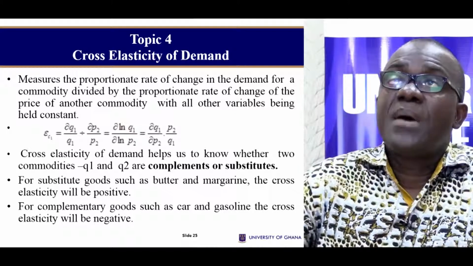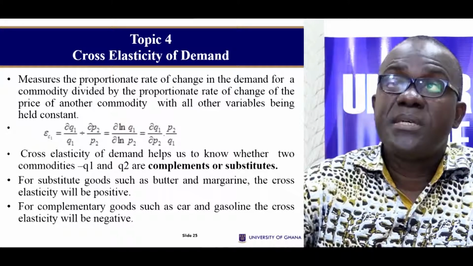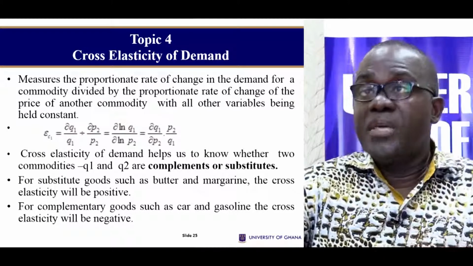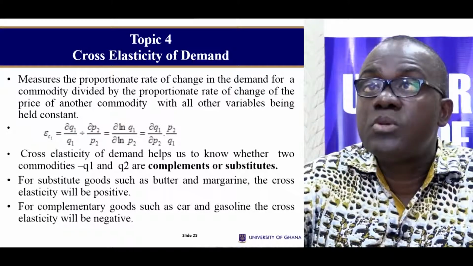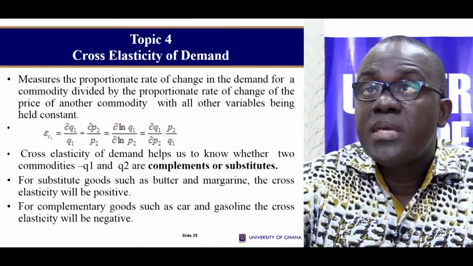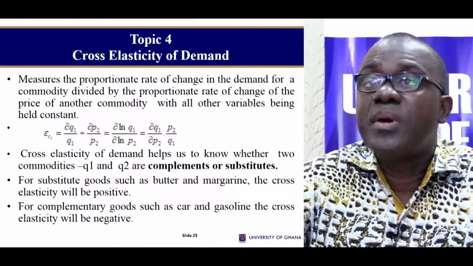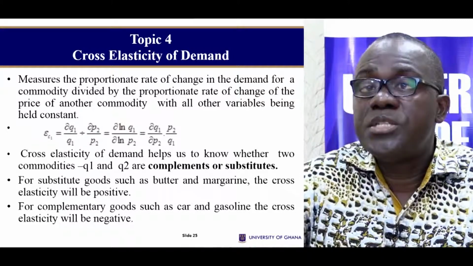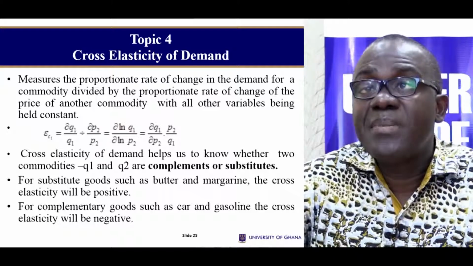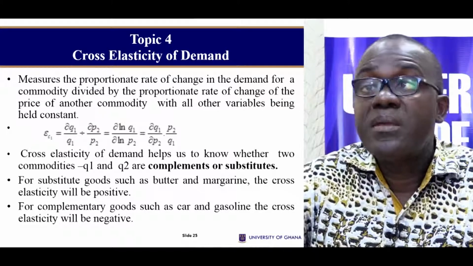Here, we're talking about a proportionate change in price of one commodity relative to a proportionate change in output of the other commodity. So here you see this is the Q1, the Q2, and this is P2 or Q1. So you're knowing how quantity demanded of Q1 changes when the price of the other commodity changes. Now, cross elasticity of demand permits us to know whether two goods are complementary or substitutes, right?